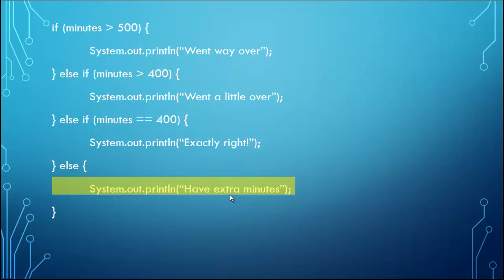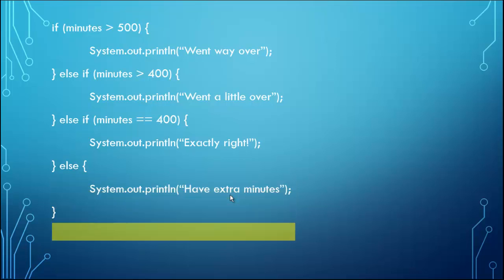So if, else if, you can have as many else ifs as you'd like. We're really looking at what is the first condition that is true. So if minutes is greater than 500 is true, we don't look at any of the other conditions. But if it's false, then we'll look at the next else if. And if that's false, we'll look at the next else if. And we'll continue until we hit an else.